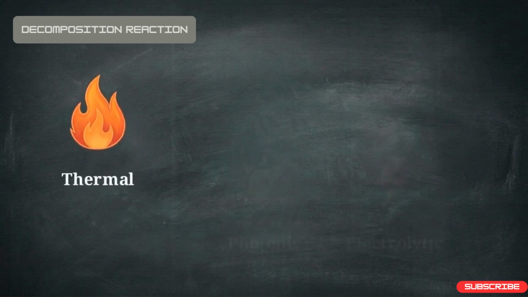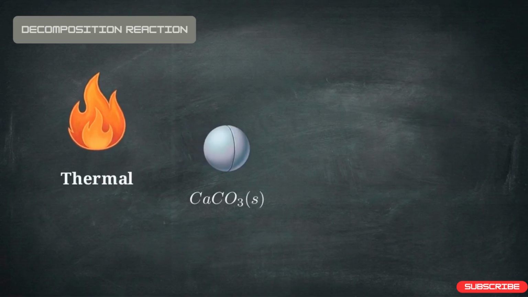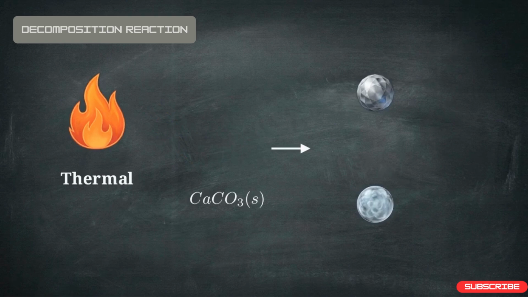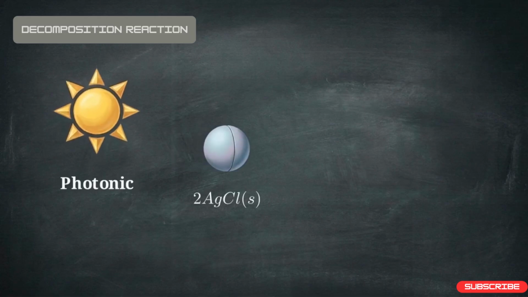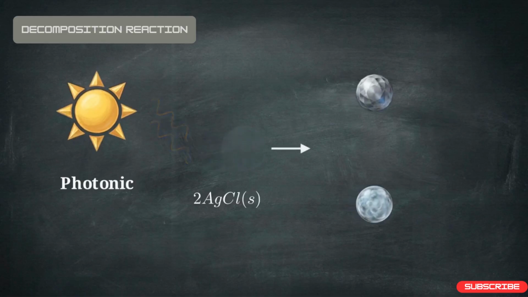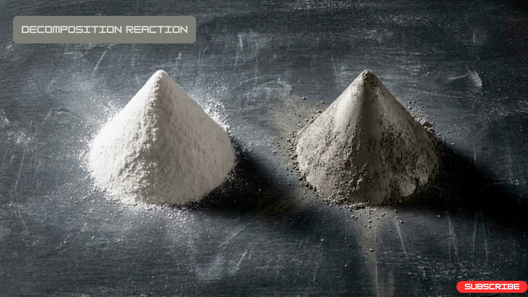The first relies on thermal energy. When solid limestone is heated, the thermal energy forces the calcium carbonate to decompose into solid quicklime and carbon dioxide gas. The second endothermic pathway utilizes photonic energy, driven entirely by light. When white silver chloride is exposed to direct sunlight, incoming photons sever the bonds, forcing the compound to decompose into silver metal and chlorine gas. This photonic breakdown leaves a macroscopic physical record. The stark white powder shifts to a dull metallic gray as the pure silver metal isolates.